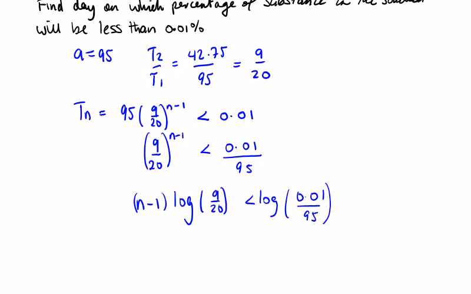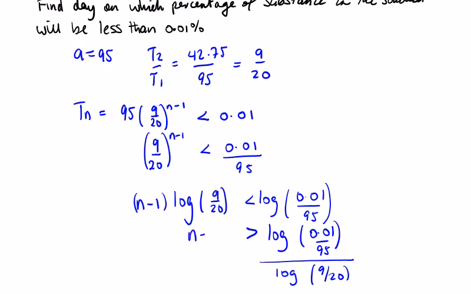So now I'm dividing by the log of 9 over 20, which is negative. Just double check that in your calculator. It's between 0 and 1. So I'm going to need to reverse the inequality symbol. So I'm going to have the log of 0.01 over 95 divided by the log of 9 over 20. So n minus 1 will be greater than this.